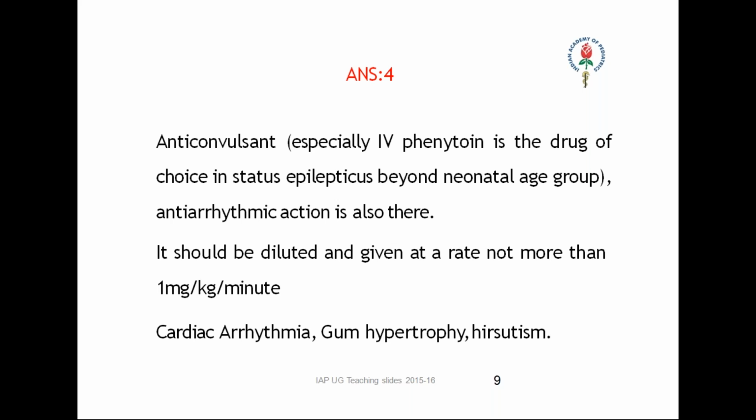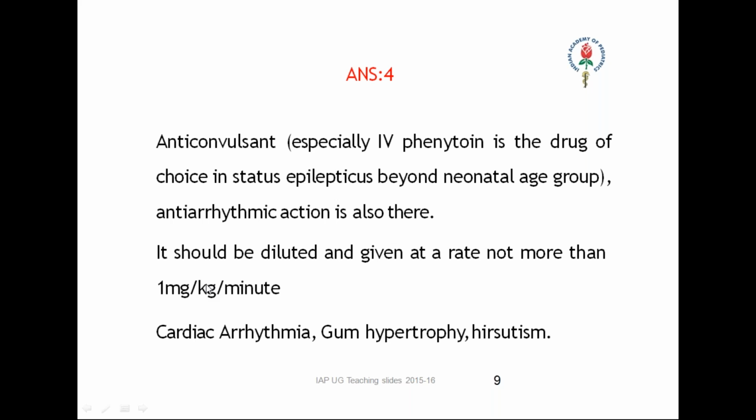The loading dose of phenytoin is 20 mg per kg per day, followed by your maintenance dose of 5 to 8 mg per kg per day. Whenever you are diluting and giving your drug, the rate should not exceed 1 mg per kg per minute. Usually blood concentration levels, therapeutic level is 10 to 20 microgram per ml.